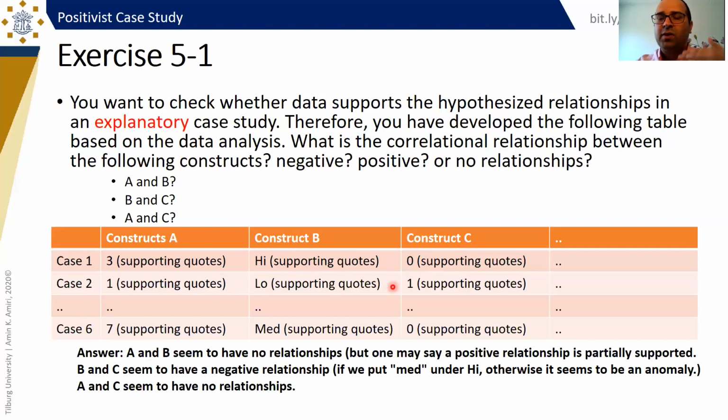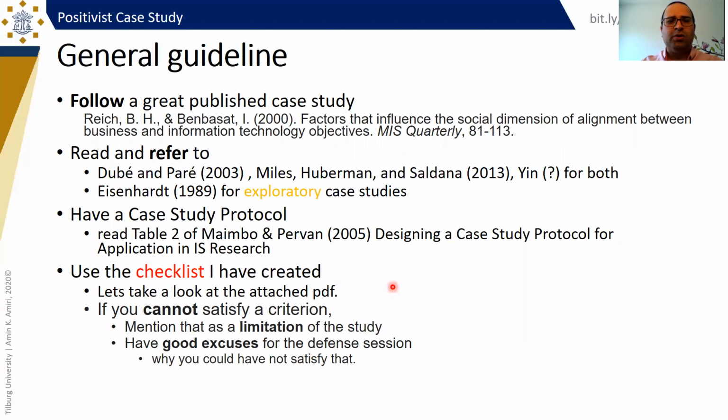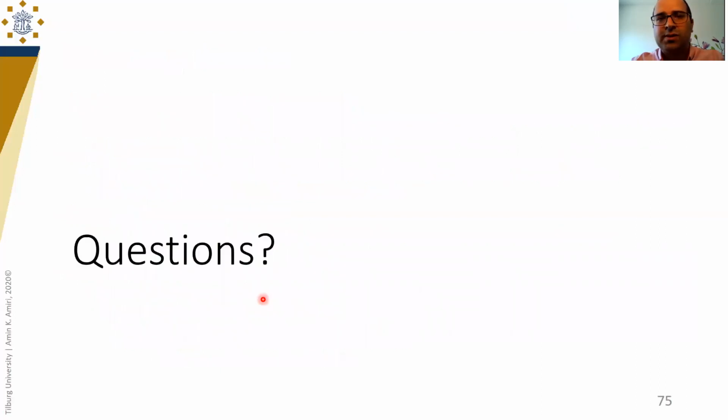Then you would compare this with the hypothesis, with the proposition that you have found in the data. So there are some general guidelines here. Please refer to all of these. I would check your bibliography, your reference set, to see if these are referenced. Follow a great published study like this one for explanatory case study. Have a case study protocol, and I'm going to upload a checklist. Please see that checklist and try to make sure that you do a good study using them. I'm going to upload them all on Canvas, and then you can see this. If you have any questions, I'm here.